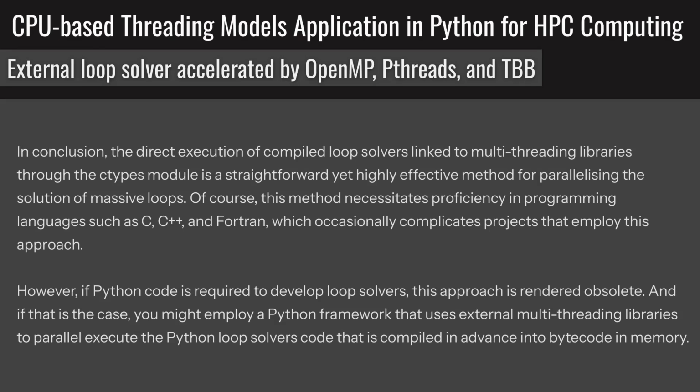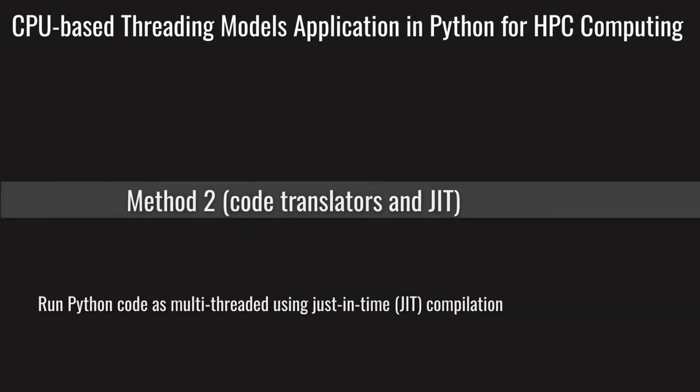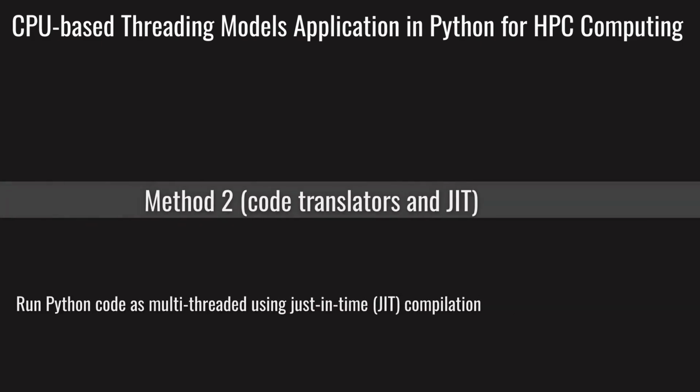And if that is the case, you might employ a Python framework that uses external multi-threading libraries to execute in parallel the Python loop solver code that is compiled in advance into bytecode in memory. This is how we come to the next method, the use of external multi-threading libraries based on Python code byte-compiled in memory by a just-in-time compiler.